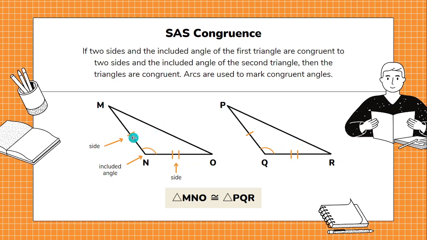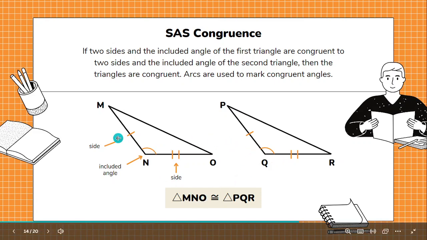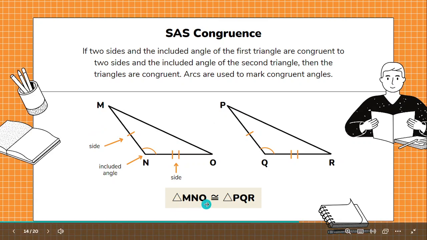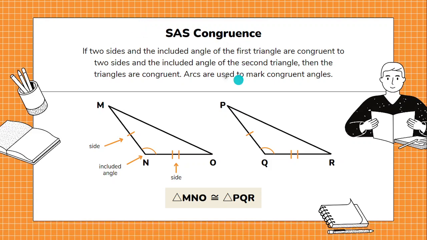Okay. So here you can see single hatches. It means MN is equal to PQ. NO is equal to QR and angle N is equal to angle Q. So here two sides and the angle between them, the included angle, are equal. So that is why these two triangles are congruent. So triangle MNO is congruent to triangle PQR by SAS congruence, side angle side.